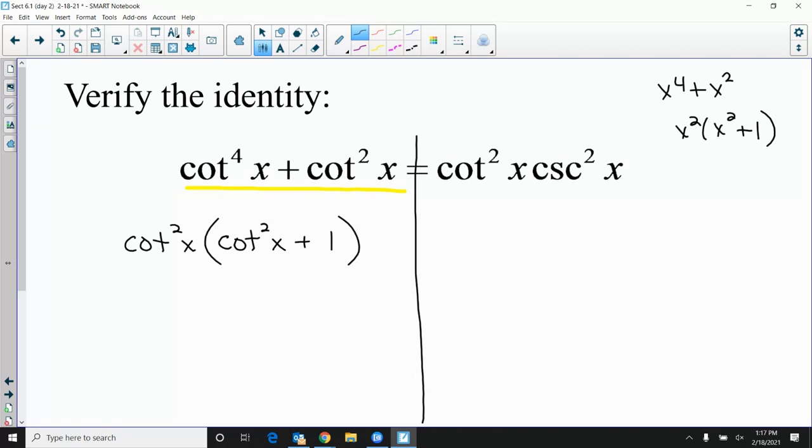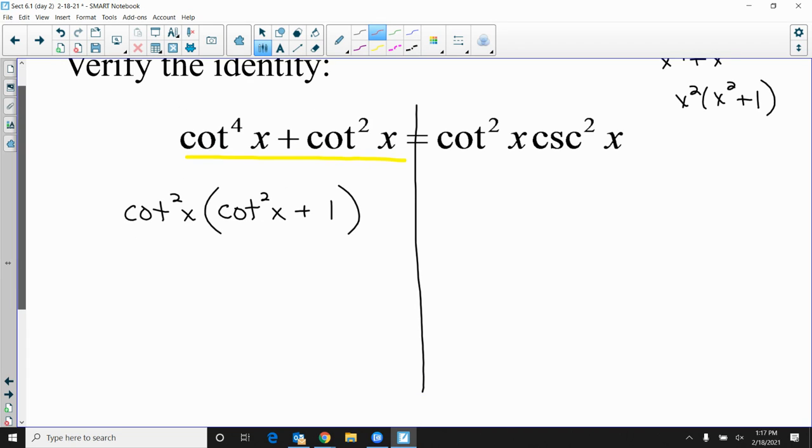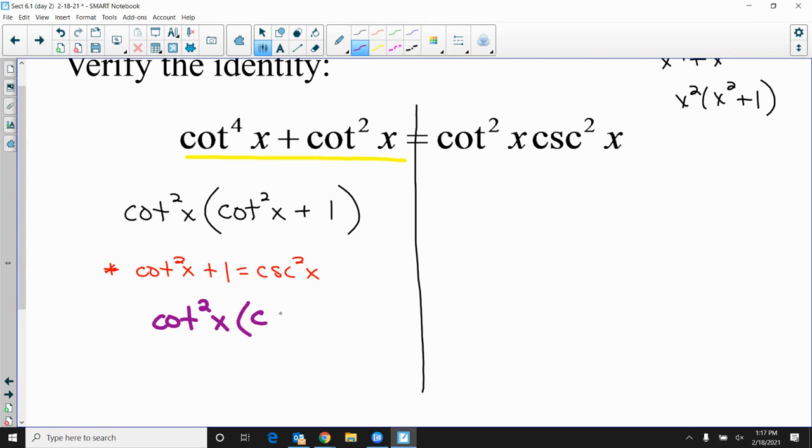It equals cosecant squared. So I'm going to put a little note to myself, because that's not one that I always remember off the top of my head. I might have to look that one up. Cotangent squared x plus 1 is equal to cosecant squared x. So now that just becomes, all right, we'll go purple, cotangent squared x times cosecant squared x, and we're done.